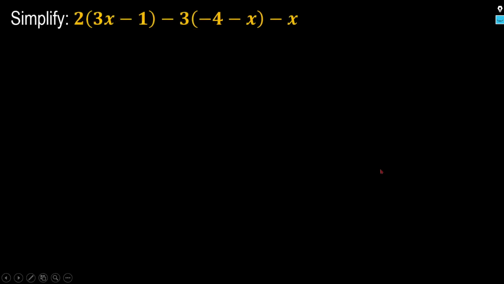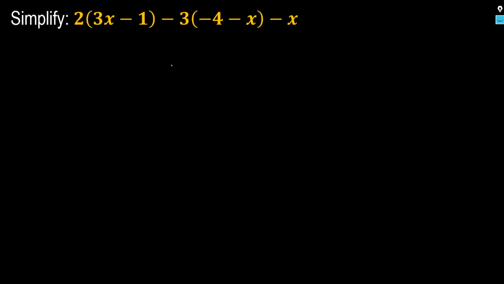Ito, simplify. Simplify the expression 2 times the quantity 3x minus 1 minus 3 times the quantity minus 4 minus x, minus x. Okay? Pause muna, hit play when you have an answer. Okay? Good. Tingnan natin kung tama ang sagot mo.